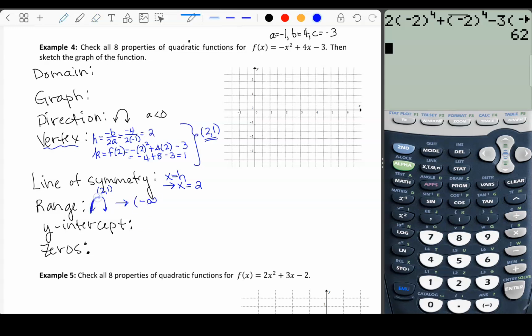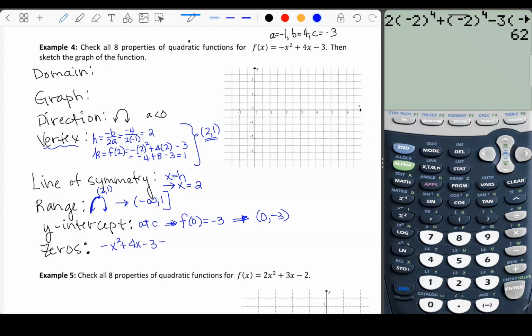And it's going to go, the range, the y values are from negative infinity to 1. And 1 is included, so make sure you put that bracket there. The y-intercept is at the constant. So f of 0, when we plug in a 0, gives us a negative 3. So the y-intercept is at 0 for the x, negative 3.